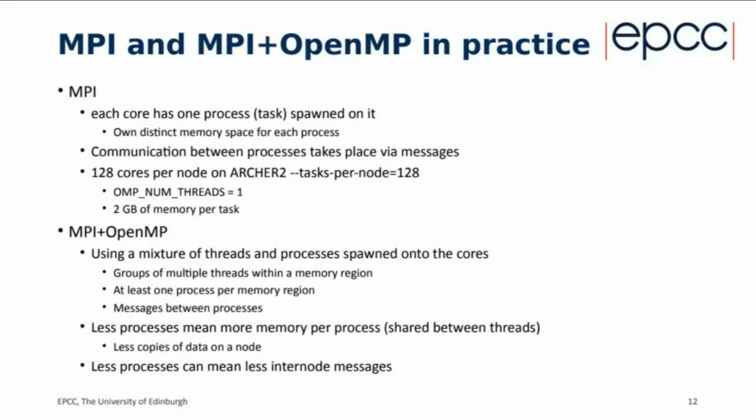And then you end up with fewer processes per node, and this means you end up with more memory per process, as if you were underpopulating, and this memory is shared between the multiple threads. You can also end up with fewer copies of data on a node, so if you've got a memory-intensive application, this can be a massive benefit. Fewer processes can also mean fewer inter-node messages, and particularly if you're doing a lot of collective communications, this can help reduce the communications overhead.